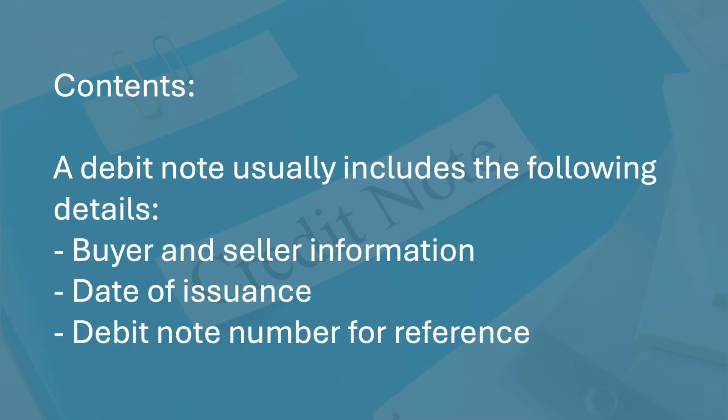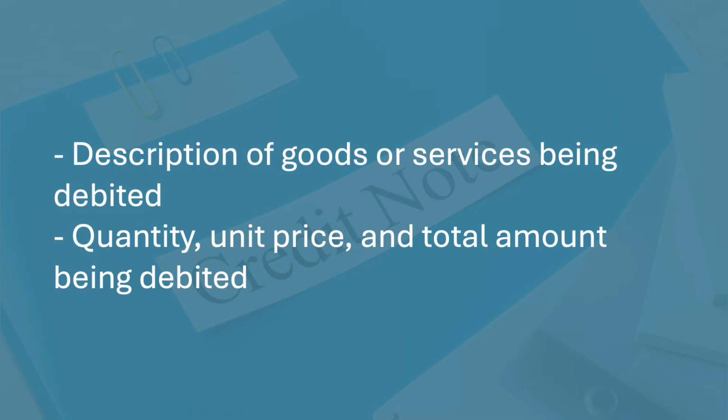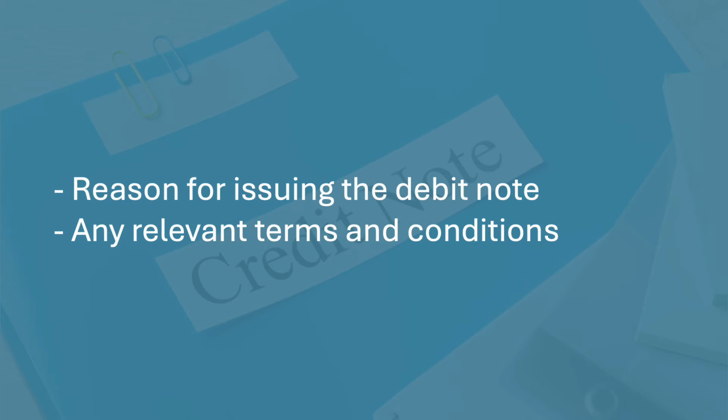Contents. A debit note usually includes the following details: buyer and seller information, date of issuance, debit note number for reference, description of goods or services being debited, quantity, unit price, and total amount being debited. Reason for issuing the debit note, any relevant terms and conditions.